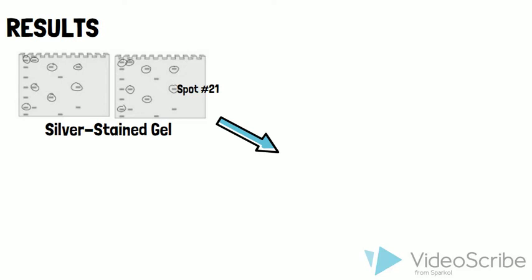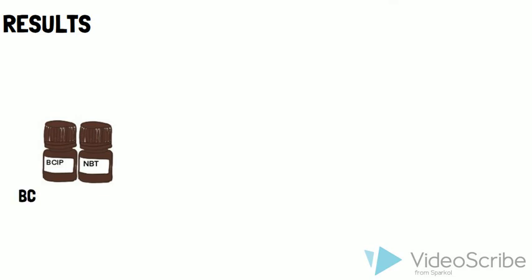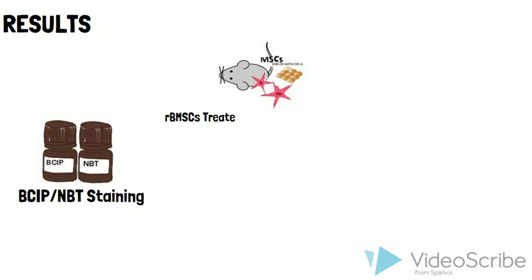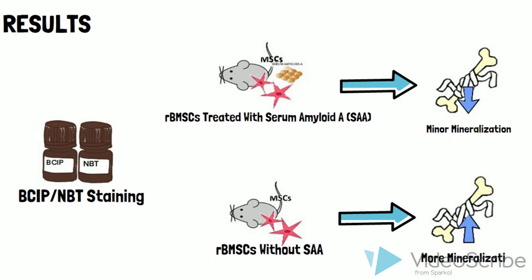Of the spots observed in the silver-stained gel, spot number 21 corresponded to an upregulated serum amyloid A in patients with steroid-induced ONFH. Results of the BCIP/NBT staining revealed that rat bone mesenchymal cells treated with serum amyloid A had minor mineralization compared to rat bone mesenchymal stem cells without serum amyloid A.